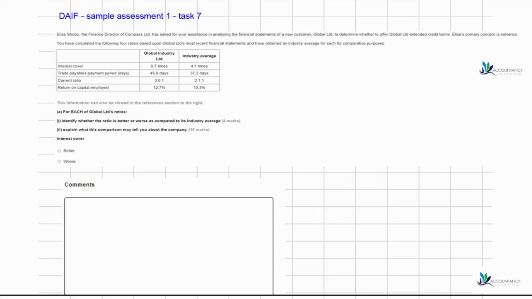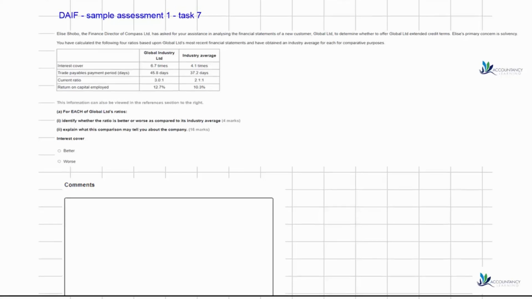So we can see in this case we're looking at a particular company and we are presented with 4 different ratios. We have interest cover, trade payables payment period, current ratio, and return on capital employed. And the requirements we can see towards the top of the screen. We need to identify whether the ratio is better or worse compared with the industry average, and also explain what this comparison may tell you about the company.